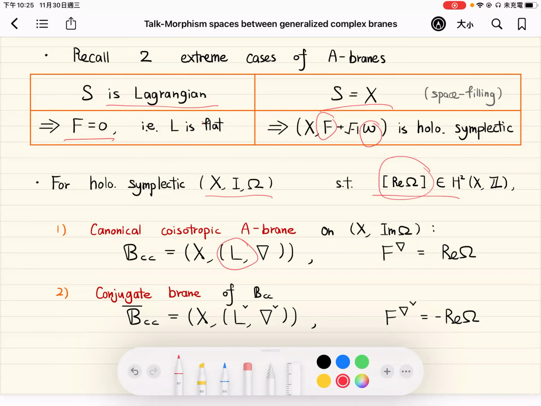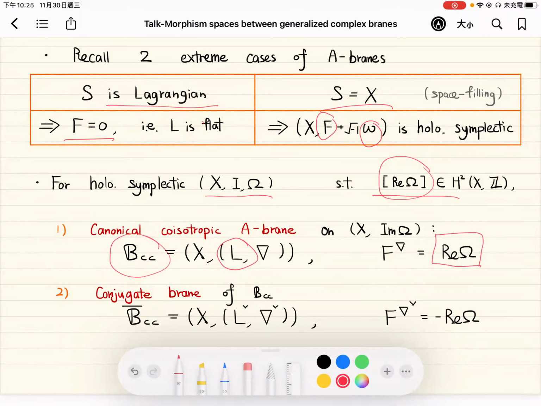Then I can define a space filling A brane. I call this brane the canonical coisotropic A brane, and I denote this A brane to be BCC. So of course, the curvature of this brane is just the real part of the capital Omega.